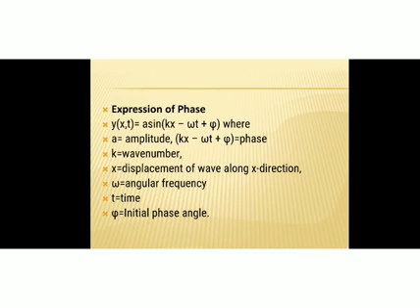Now, expression for phase. What is the expression for phase? I had told you this is the general expression for a wave, so we can consider this expression as the wave equation also. Y(x,t) = A sin(kx - ωt + φ). Here A is the amplitude and the term inside the bracket, kx - ωt + φ, is the phase. Where k is the wave number, x is the displacement of the wave along the x direction, ω is the angular frequency, t is the time, and φ is the initial phase angle.